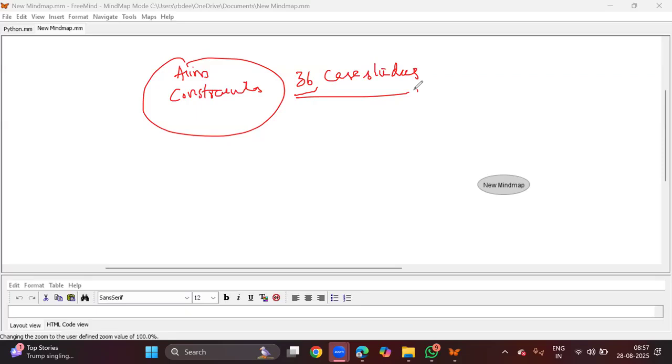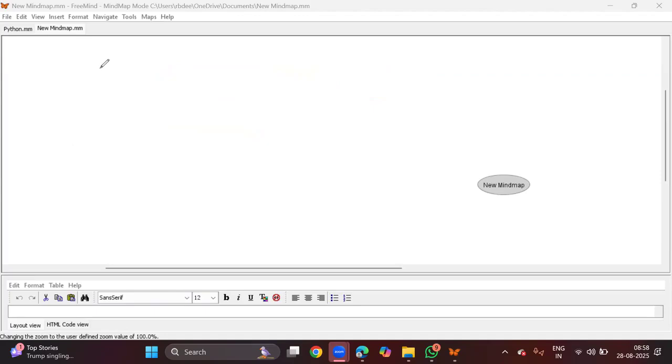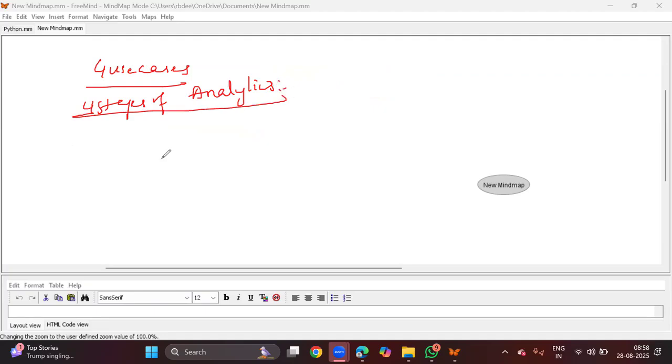Okay, clear? And one more homework is I want both of you to write 4 different use cases, and write the 4 stages of analytics. Okay, 4 stages of analytics: D square, P square.